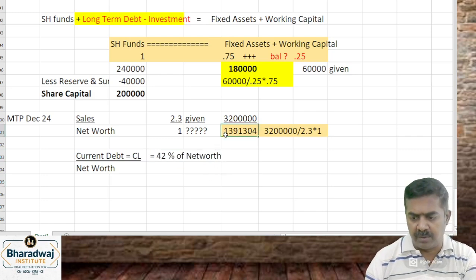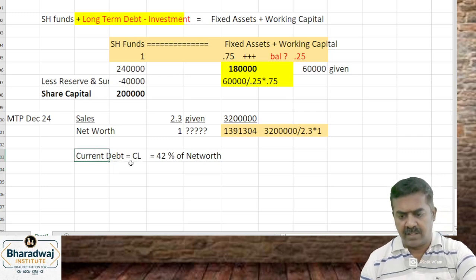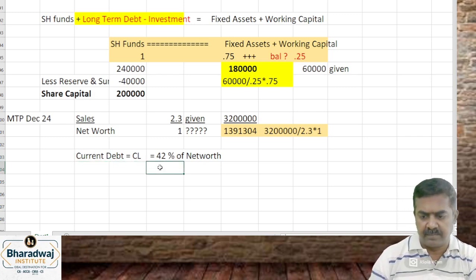So net worth we worked out. Current debt is equal to, directly put, 42% of net worth.